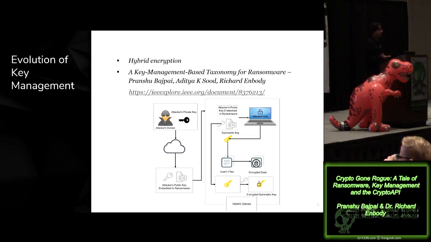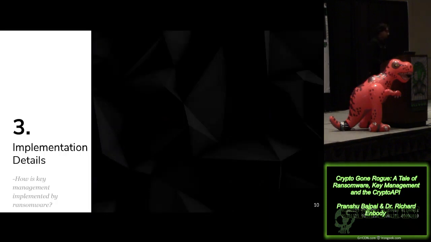The ransomware has the attacker's public key embedded in it. It gets in the host, generates a symmetric key on the host, and then uses that symmetric key to encrypt the files. And then it goes ahead and uses the public key embedded in there to encrypt the symmetric key and safely store it. And the attacker, of course, holds the private key. And there are variations to this approach, but basically, the hybrid encryption scheme works in this manner. So let's take a look at implementation details.